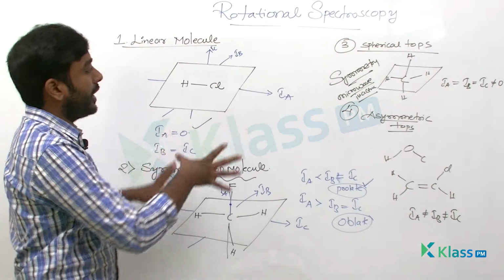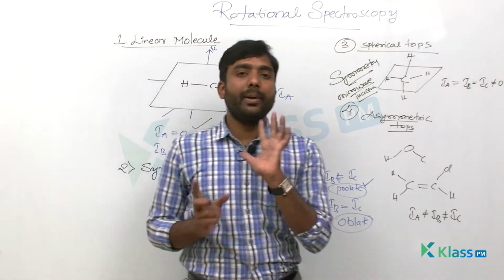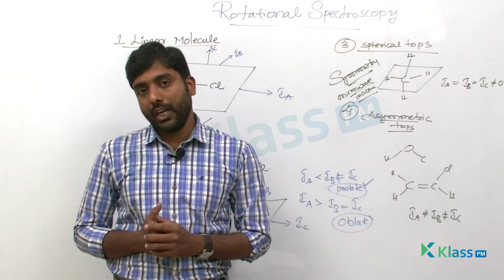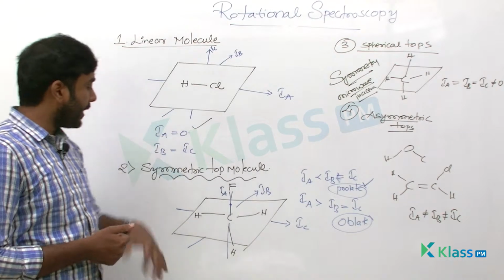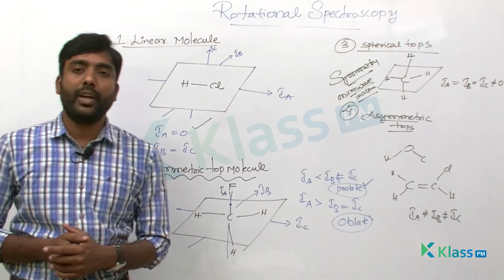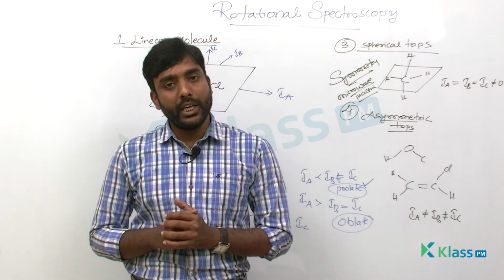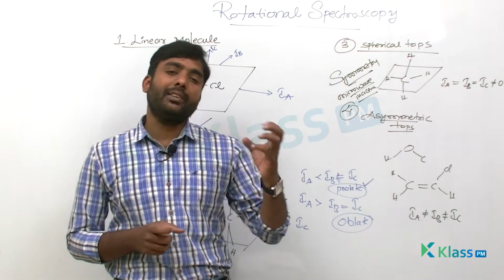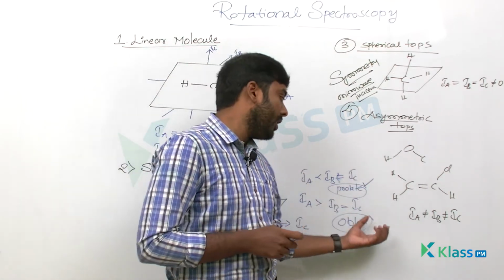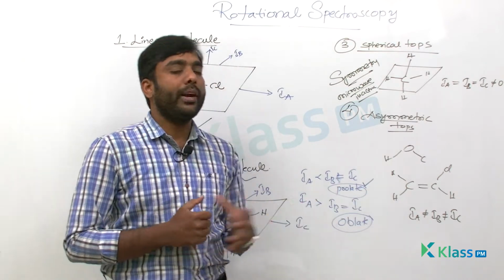Briefly, we will once again discuss this. For a linear molecule, IA will be 0, and IB and IC are both equal. Such molecules are called linear molecules. The second type is symmetric top molecules. Here there are two kinds of situations. IB and IC are both equal. These two may be less than IA or greater than IA. If they are less than IA, that is called an oblate type of molecule. If they are greater than IA, that is called a prolate type of molecule.